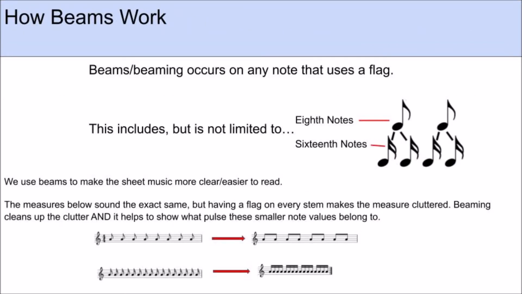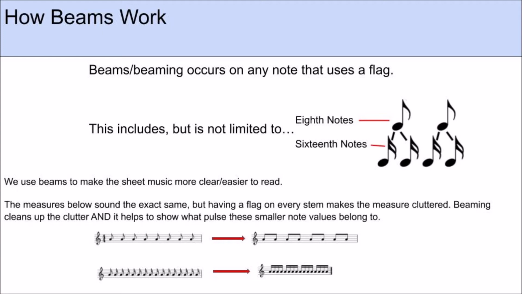You will see beams on any note that has a flag attached to its stem. This includes, but is not limited to, eighth notes and 16th notes. These are the more common ones that we will see, although in theory, every division below eighth notes will have one additional flag. So eighth notes have one flag, 16th notes have two flags, and then theoretically, a division below that would be 32nd notes, and a division below that would be 64th notes, and so on, each one with an additional flag. Any note that has a flag can be beamed.